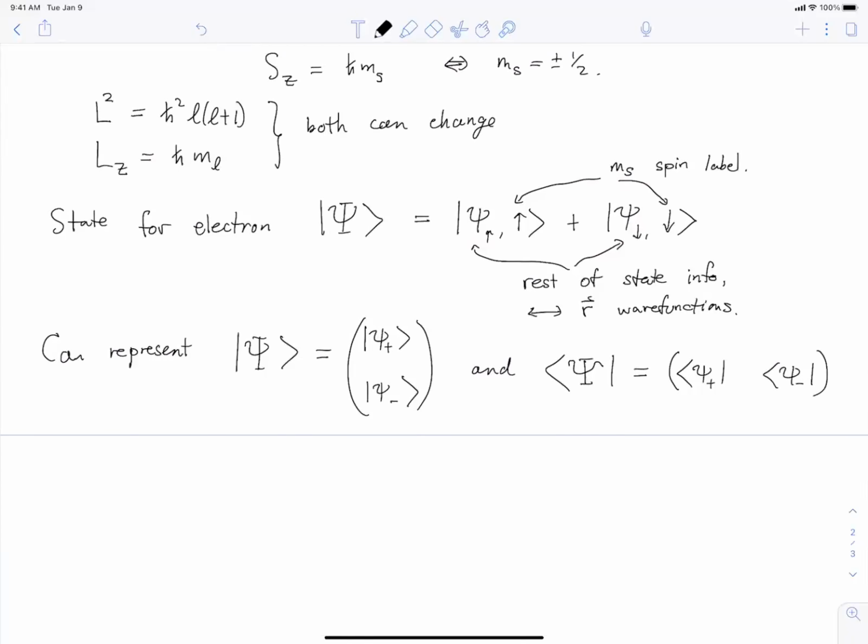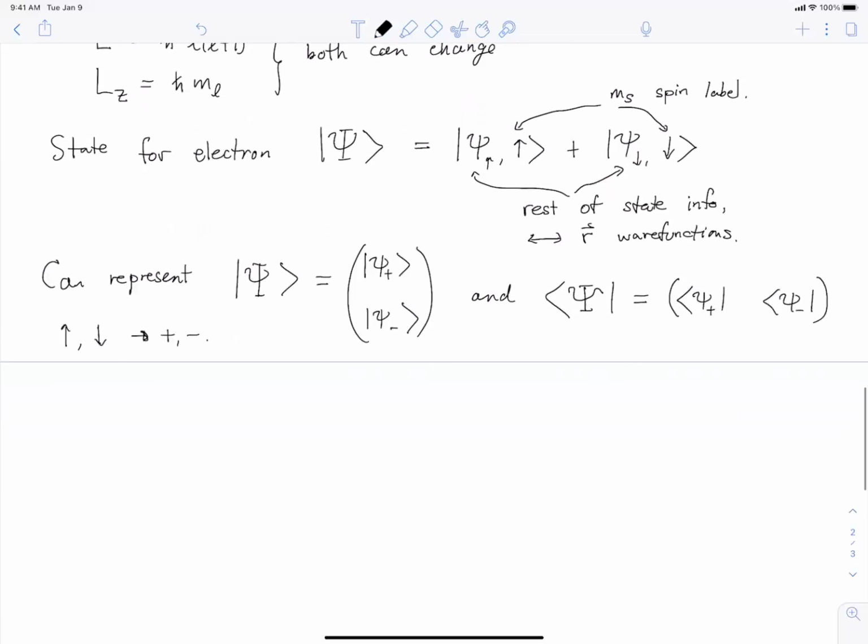So just for variety, I've changed notation here. I've changed up arrow and down arrow to plus and minus. So that's another common notation. There are actually at least three different notations that you'll see in different places in the literature or in books. You'll see up arrow and down arrow, you'll see plus and minus, or you'll see +1/2 and -1/2. Okay, in any case, these two-component sets of kets are known as spinors.